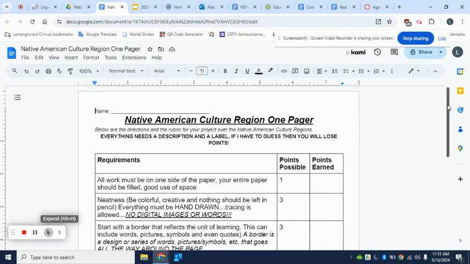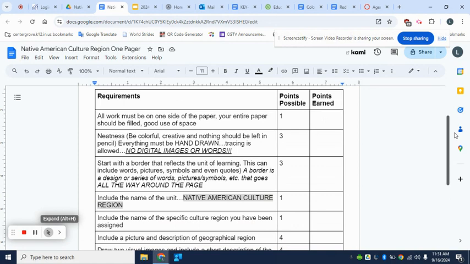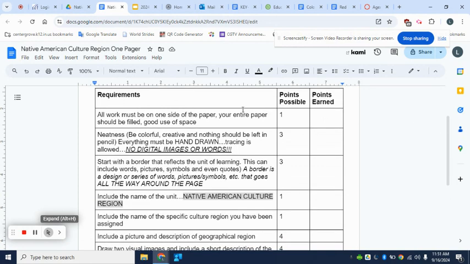When I'm grading your project, if I have to guess as to what category things belong to, then you will lose points. As you look on the document, you can see that I have a table set up. In the first column are the requirements of the project. The middle column has how many points are possible for you to earn for that requirement. And then the last column will be filled in by me as I grade your project. And that's where you'll see how many points you earned for each requirement.